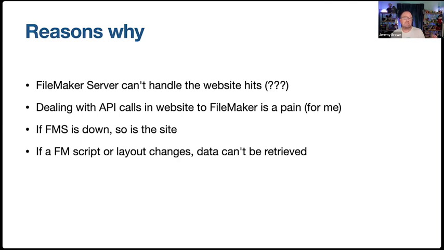But that's my understanding. Dealing with API calls in a website to FileMaker is a pain. And for me, having to handle the token and refreshing it and not letting it expire is just a pain in the butt. Working with other people, they have built all of that stuff for me, so I could just use hooks in React to go fetch data, and then it would handle the refresh on its own. But someone had to build that stuff.